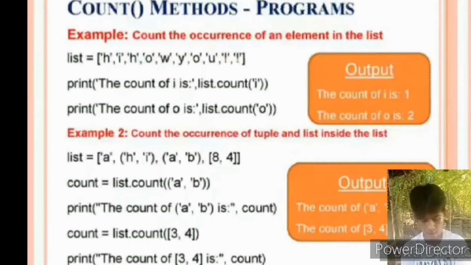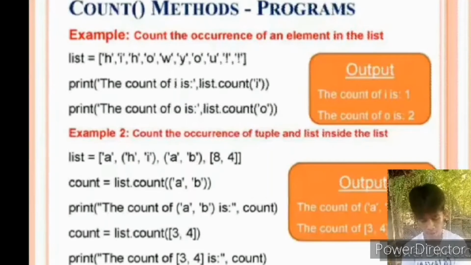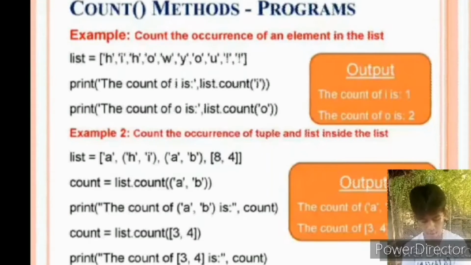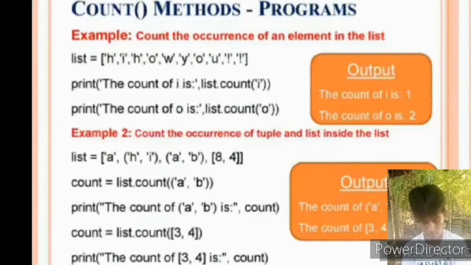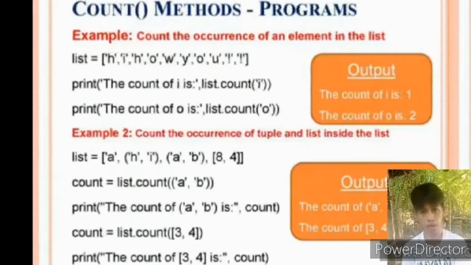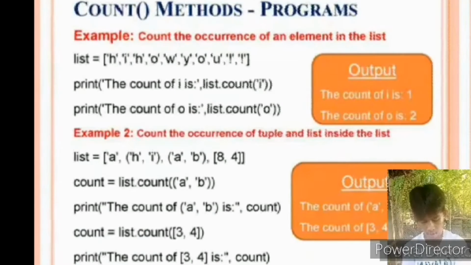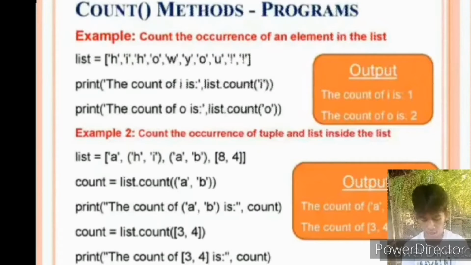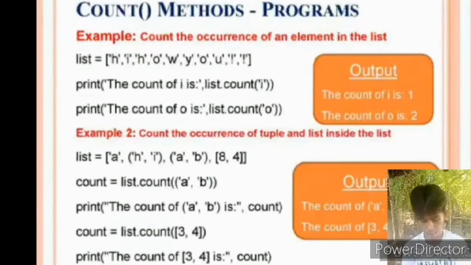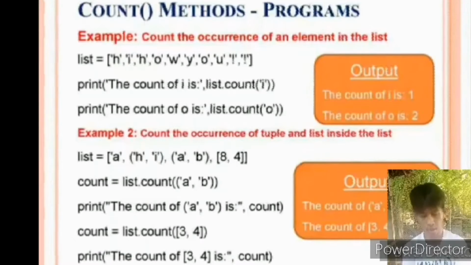Print, open and close parenthesis, the count of O is, list.count, open and close parenthesis, O. The count of O is 2. Like what I said in number 1, look at the elements of the list. Hi, how you? There are 2 O's in the elements. That's why we got the 2.